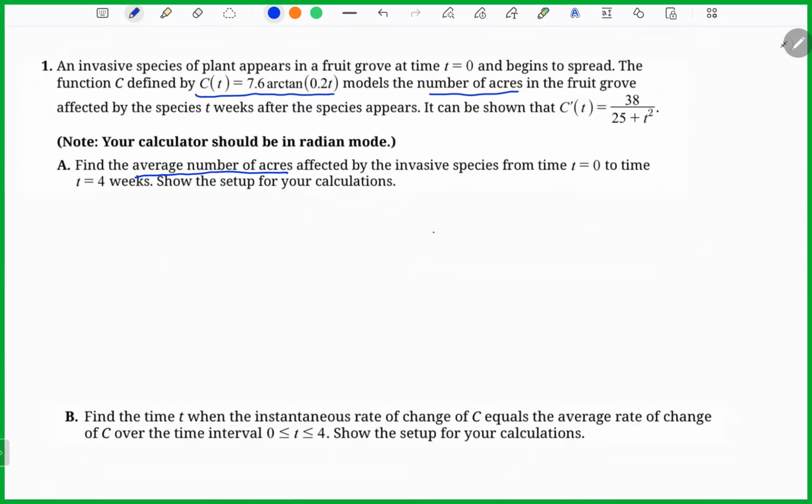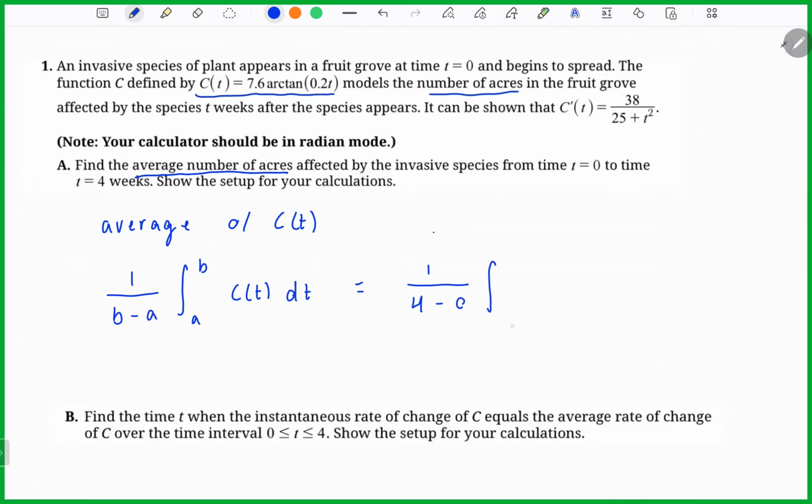And what we'll note if we look at the problem statement is that the number of acres is defined by C of t. In other words, we're looking for the average value of C of t. And so with that, we can go back to the definition of the average value of a function. The average value of a function will be 1 over b minus a, integral from a to b of C of t, in this case, dt. And if we flesh out the details, that would be 1 over 4 minus 0, integral from 0 to 4, 7.6 arctan of 0.2t dt.